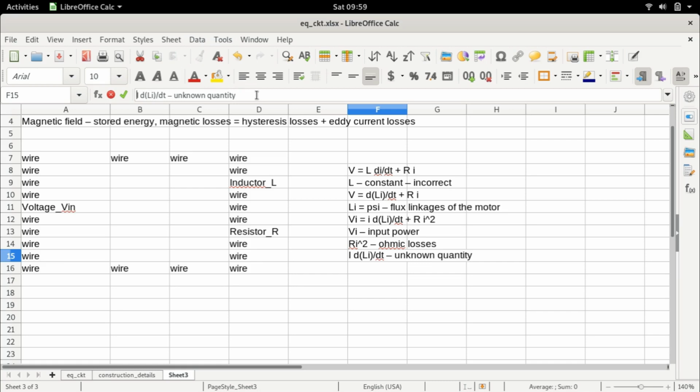Let me see if I can remove this I. Okay. So this I dLi by dt is the unknown quantity, and this quantity here is what we need to figure out.